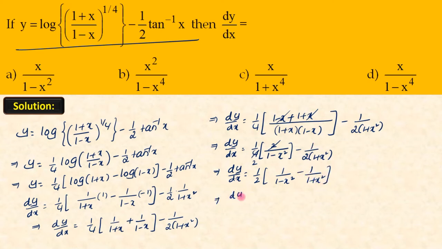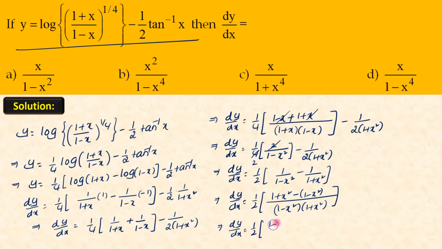This implies dy by dx is equals to 1 by 2 into, here LCM is 1 minus x square into 1 plus x square. So here 1 plus x square, minus of 1 minus x square. This implies dy by dx is equals to 1 by 2 into 1 plus x square minus 1 plus x square divided by, here it is in the form of a minus b into a plus b. So it can be written as a square minus b square, that is 1 square minus x square whole square is x power 4.